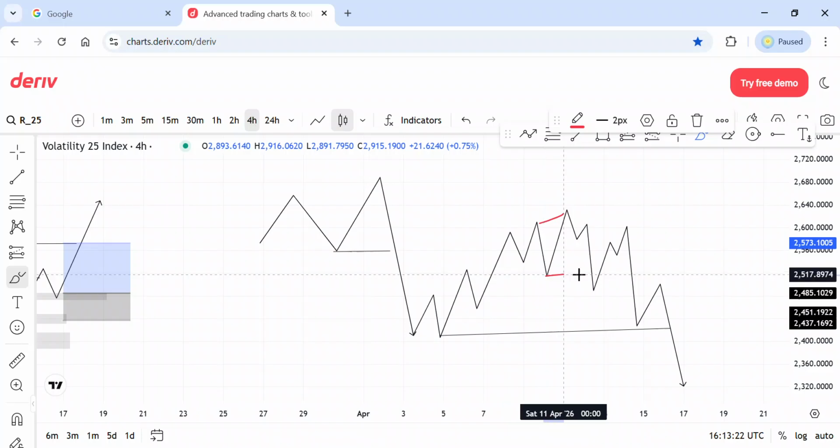Then after that, what happened? We see a choke. The market makes a pullback here to somewhere here. Then we have a BOS. Okay, so it is still the same thing.